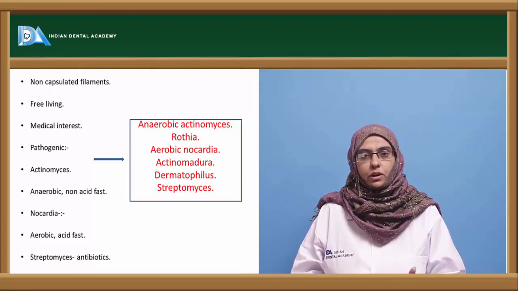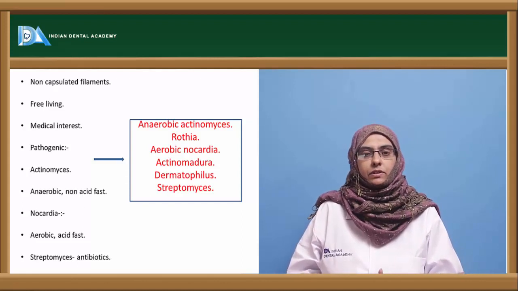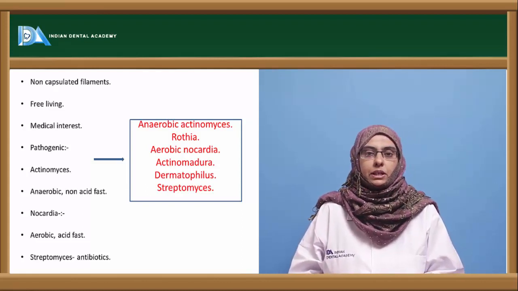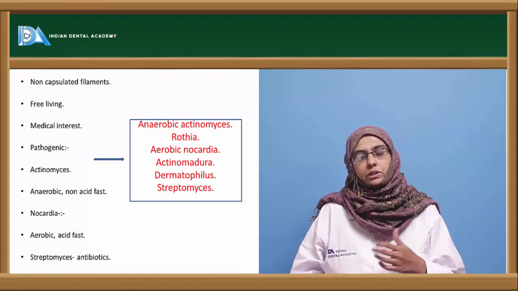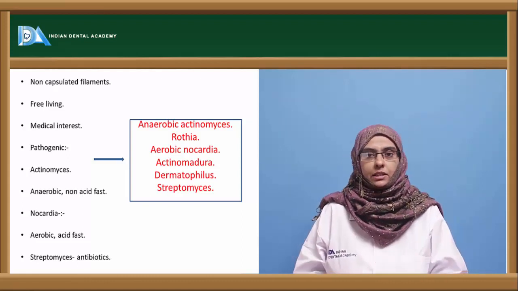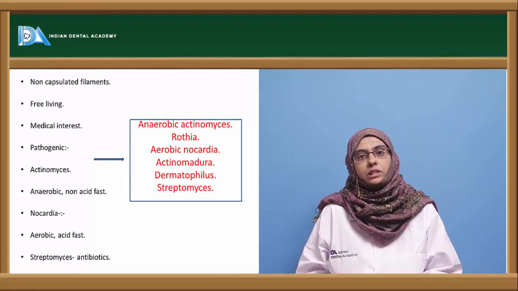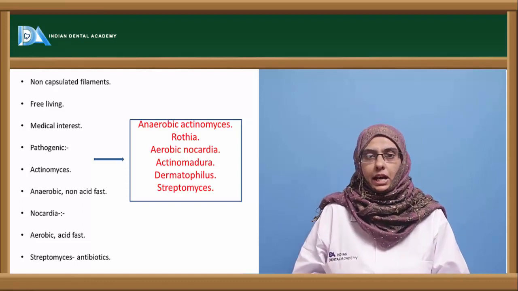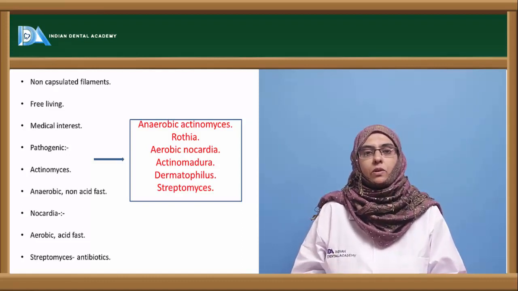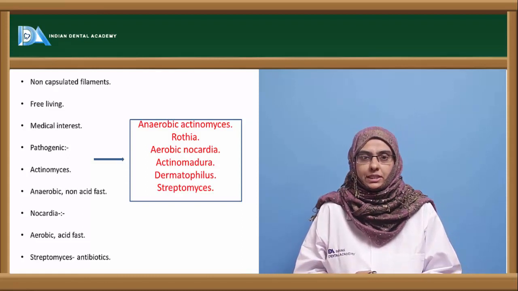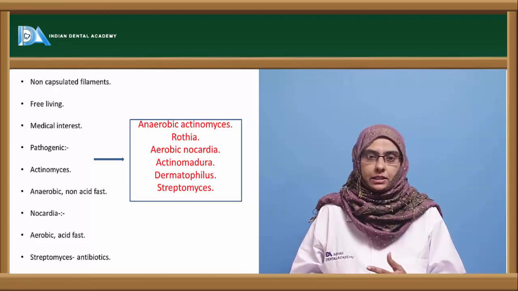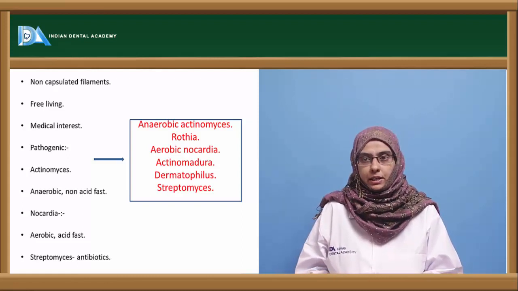Apart from these two organisms, another causative agent of human disease is the Streptomycetes, but it has more importance for the production of antibiotics rather than the causation of disease. It is given importance because it produces most of the antibiotics. So human infections are caused by two important groups of Actinomycetes, which are the anaerobic Actinomycetes and the aerobic Nocardia.